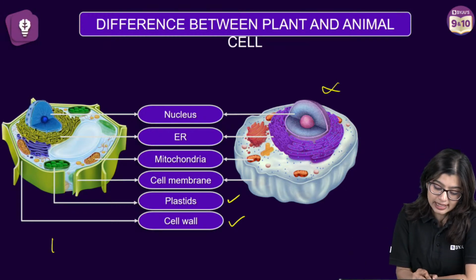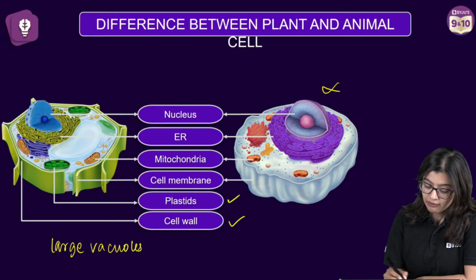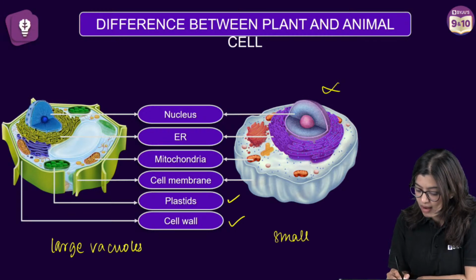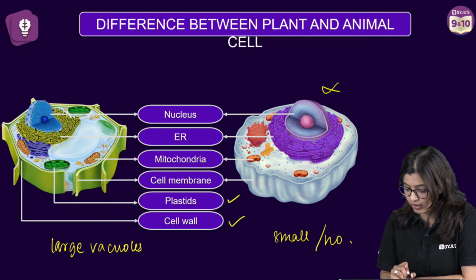Now along with this, we see that plants tend to have larger vacuoles, right? So plants have larger vacuoles, while animal cells have very small vacuoles, which are very few in number, or they may have no vacuoles, right?